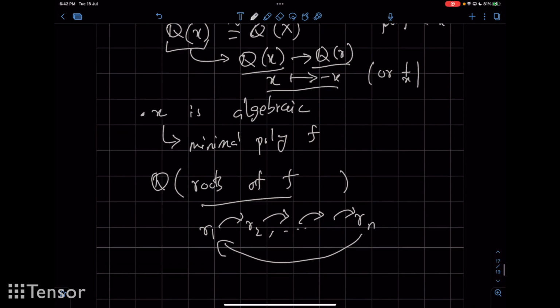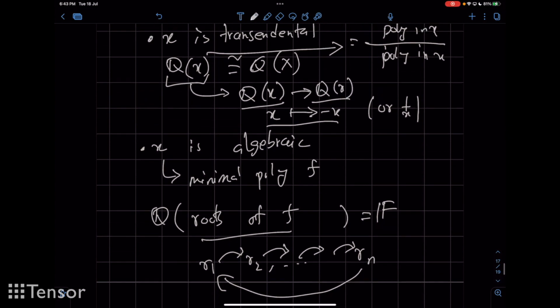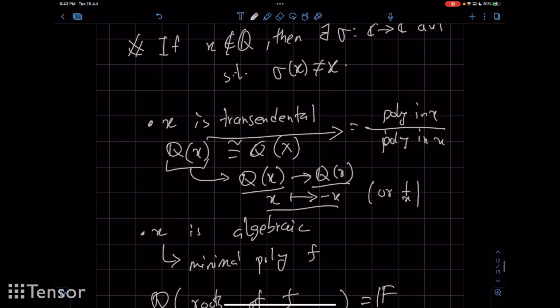So this extends to an automorphism of this field F, and F is a subfield of C, thanks to the fact that C is algebraically closed. So the automorphism of F extends to an automorphism of C. So yeah, you get that. So we have proved that if X is not a rational number, then there is some automorphism that does not preserve X.